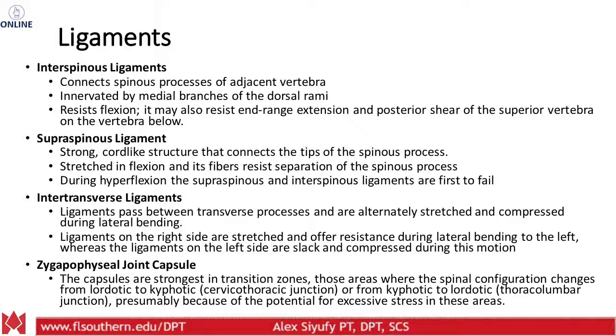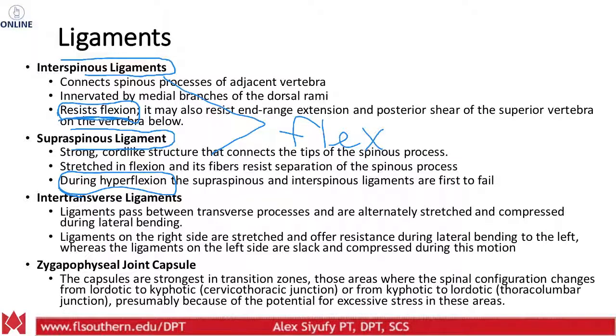Here are some other ligaments that we didn't cover. The interspinous ligaments connect the spinous processes. These are posterior, which means they're going to resist flexion between the posterior portions of the vertebrae, as opposed to the supraspinous ligaments, which are even more posterior, at the very tips of the spinous processes. These take more flexion, hyperflexion, end range flexion to stretch out. Both of these resist flexion, and they're going to be shortened or compressed in extension.